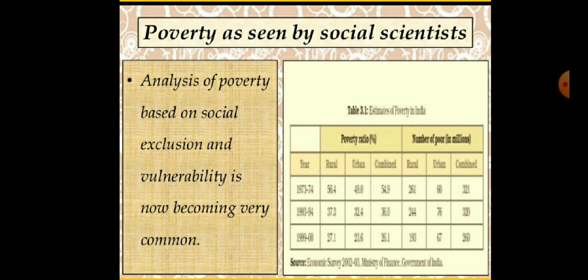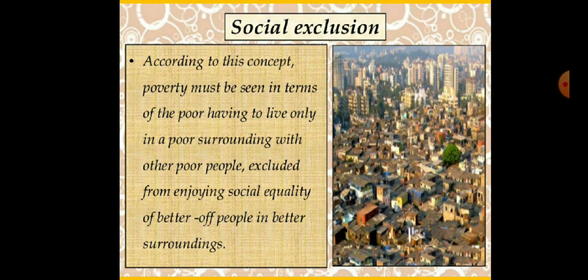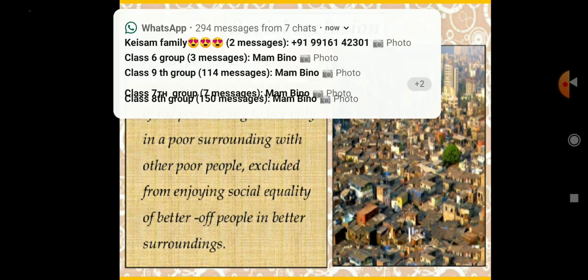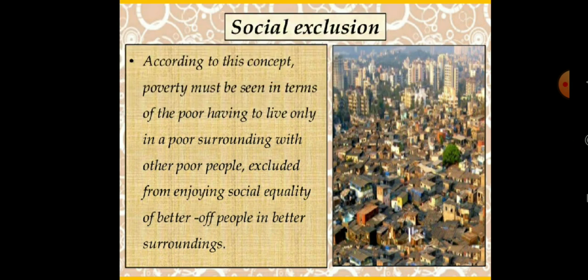So next we have, what is this social exclusion? Let's see the concept of social exclusion. The concept of social exclusion states that the poor have to live in poor surroundings. These poor people were excluded from enjoying social equality with better off people in better surroundings. So this is the concept of social exclusion.